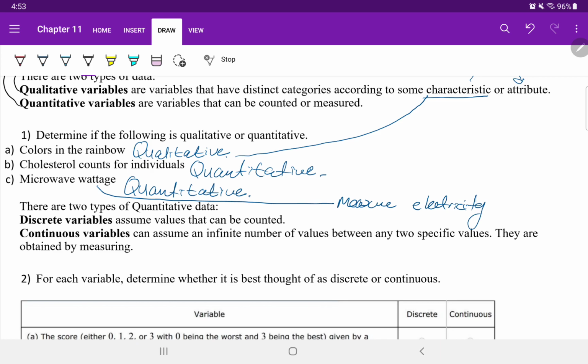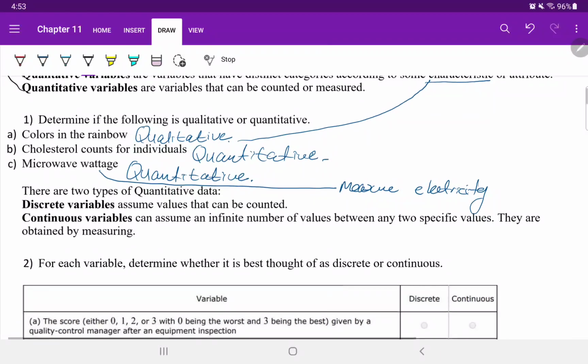Continuous variables can assume an infinite amount of values between any 2 specific values, and they are attained by measuring. Continuous quantitative variables are measurements. The height, the weight, the length of time it takes you to travel from work to school, the amount of alcohol consumption you have partaken in last weekend. Those are examples of continuous quantitative variables.